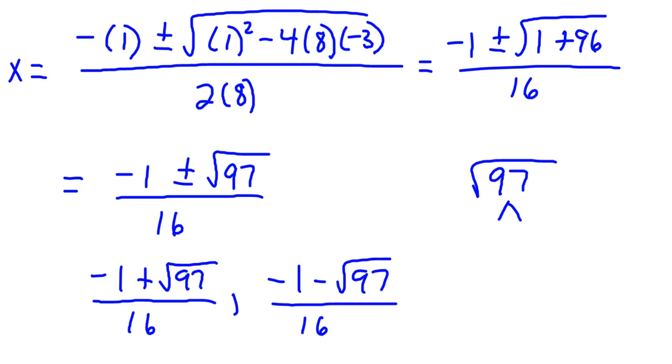Question? Did I miss something? Because we've got square root of 1 squared is 1. 4 times 8 is 32. 32 times 3, 96. Didn't think about the 1. Okay.